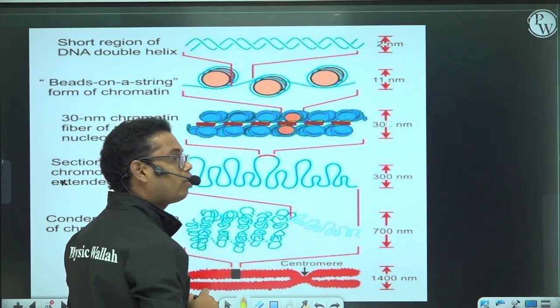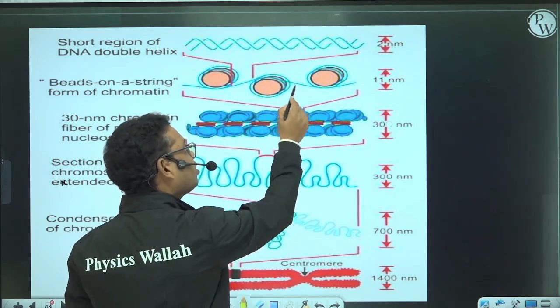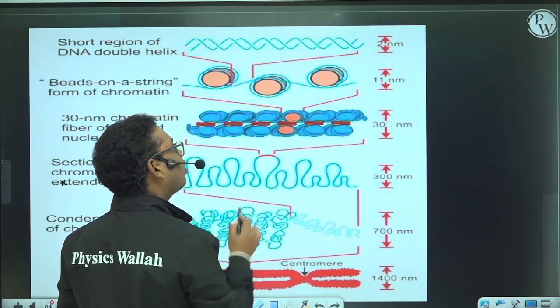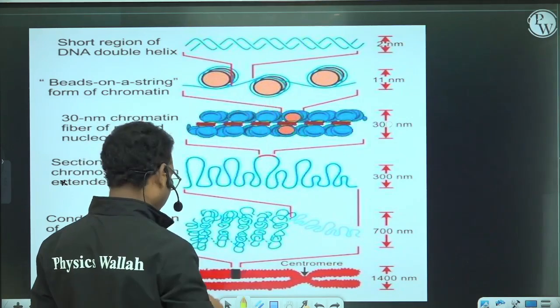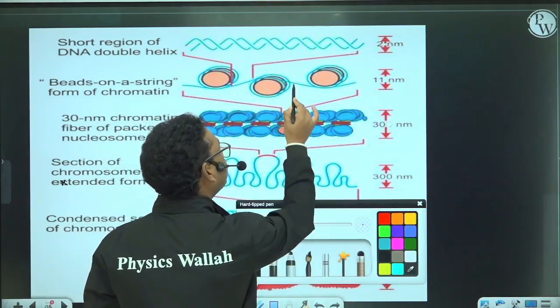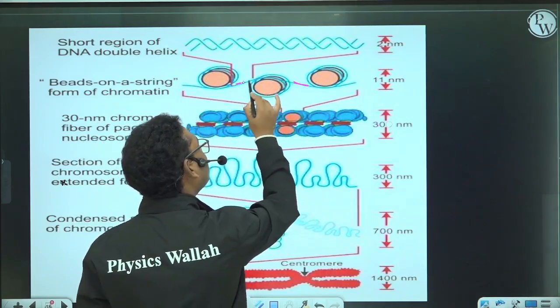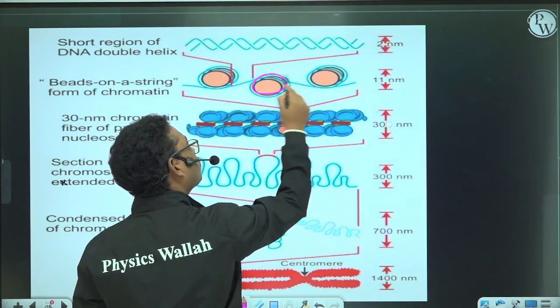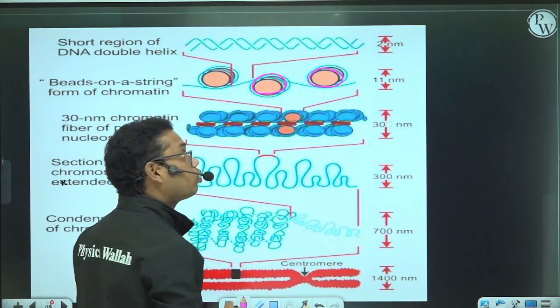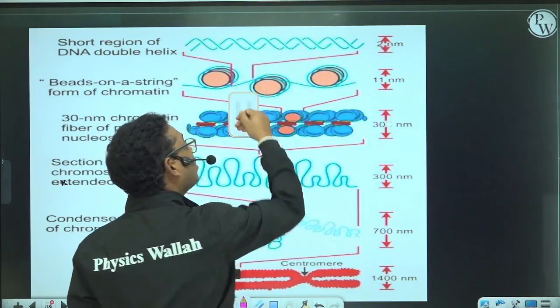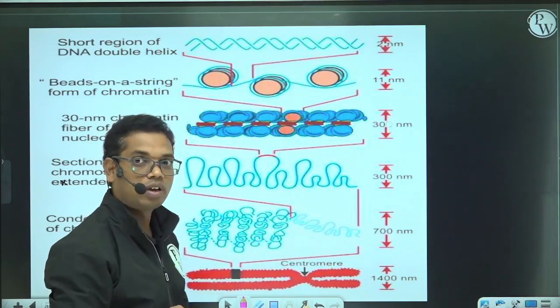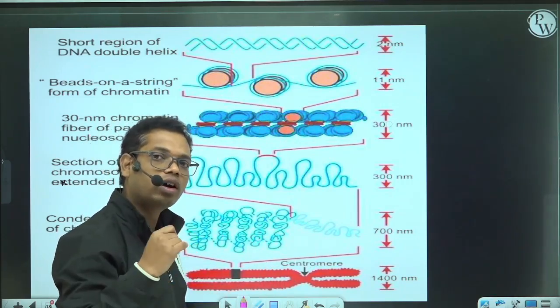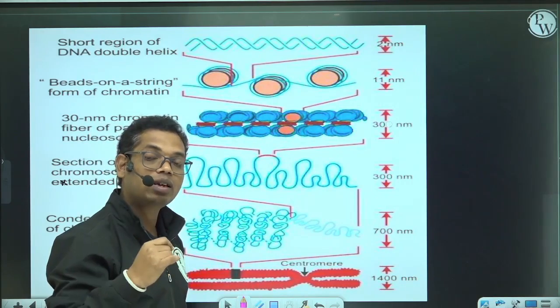In between these nucleosomes, this DNA is present, and this DNA is called linker DNA. This structure is one nucleosome, and this structure is another nucleosome. So the nucleosomes give a bead-like appearance. That is why I will say nucleosomes are responsible for the bead-like appearance on a string.